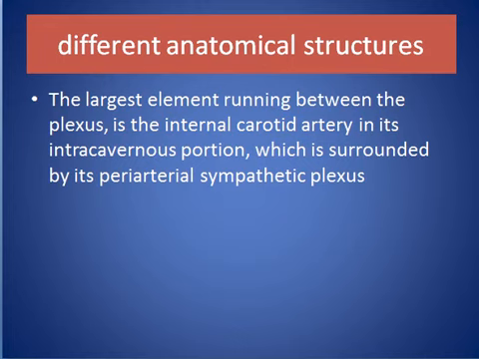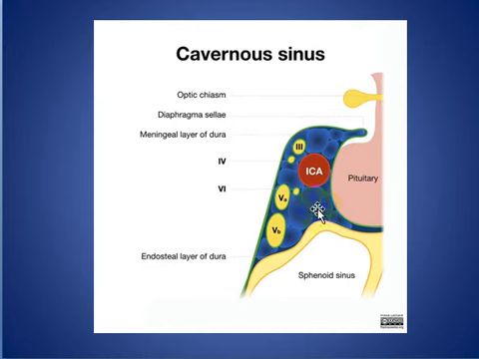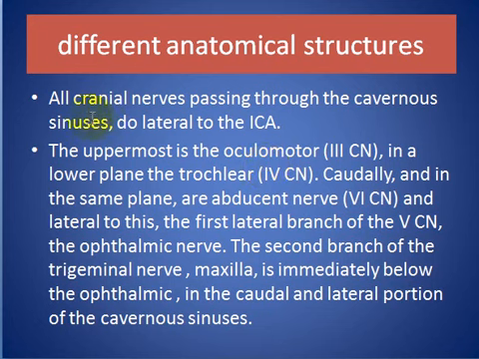Two branches arise from this segment: the meningohypophyseal trunk and the inferior lateral trunk. Here is the location of the internal carotid artery, as we see in the cavernous sinus.